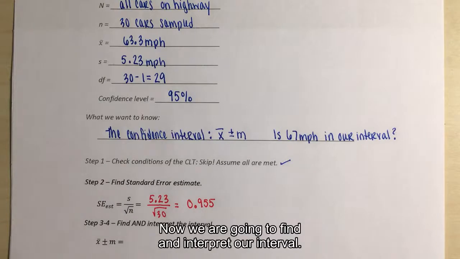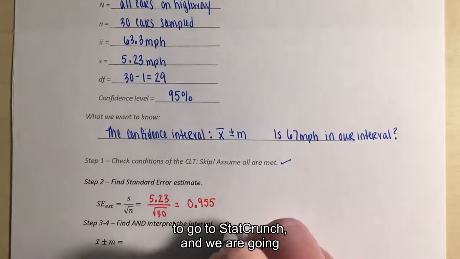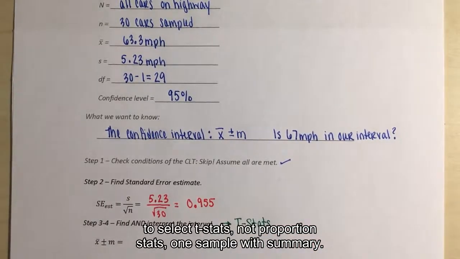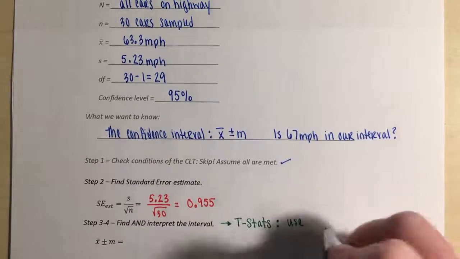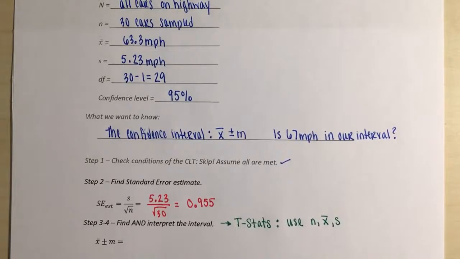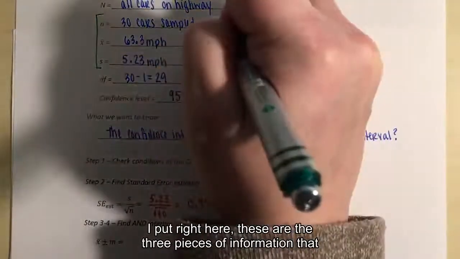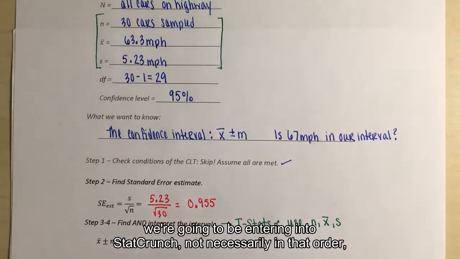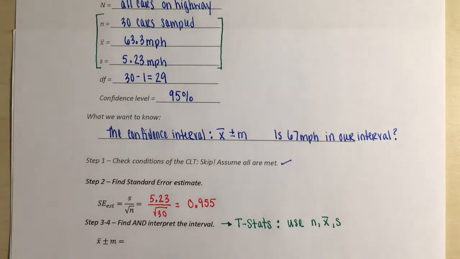All right, so now we're going to find and interpret our interval. Again, we're going to go to StatCrunch, and we are going to select T-stats, not proportion stats, one sample with summary. And then remember we need 3 pieces of information: our sample size, our sample mean, and our sample standard deviation. If we look back in our problem, these are the 3 pieces of information that we're going to be entering into StatCrunch, not necessarily in that order. So then we're going to plug that into StatCrunch.